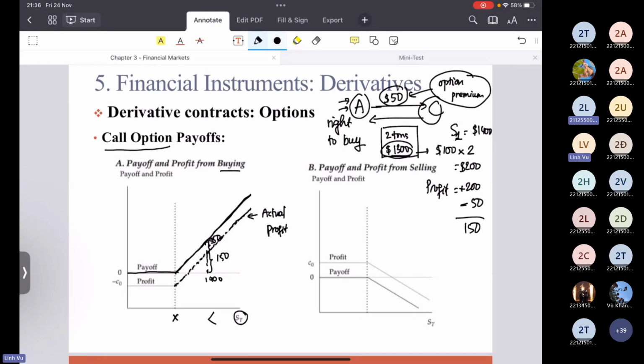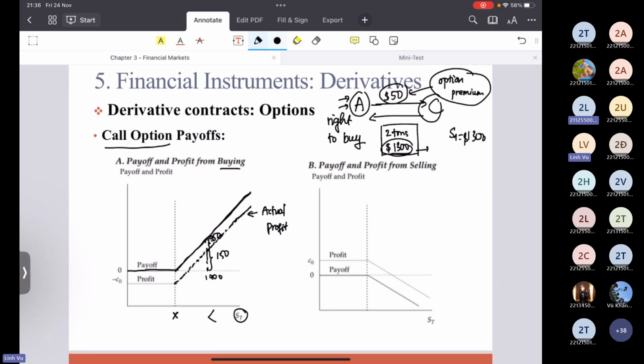So that is for the buyer of the call option. And you can see that in the case where the market price of the coffee bean is equal to the contract price, let's say after 1 year the market price is $1,300. In this case, buying coffee beans from the market or buying from the contract is the same to party A, because they have the same price. So party A can choose to execute or not execute the contract.